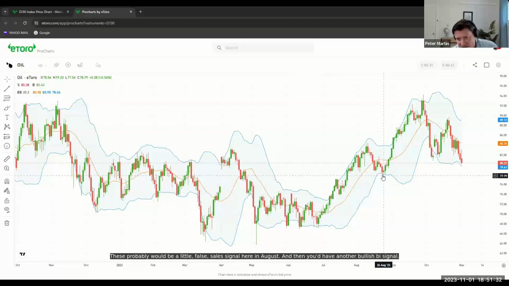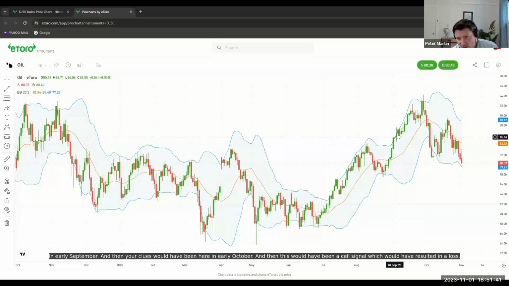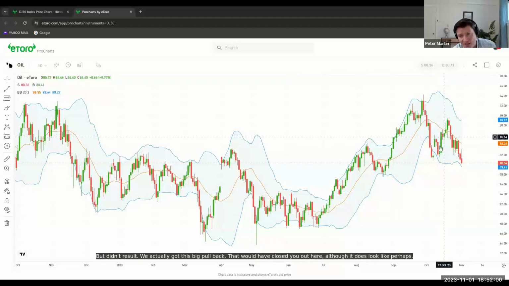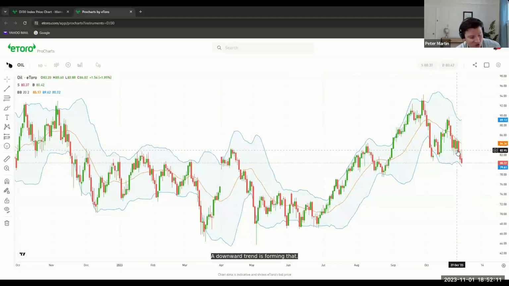There probably would be a little false sell signal here in August. And then you'd have another bullish buy signal in early September, and then your close would have been here in early October. And then this would have been a sell signal, which would have resulted in a loss. So you would have been saying, okay, here's a sell signal, could be a downtrend beginning because we've got this extreme price move below the lower Bollinger Band, but it didn't result. We actually got this big pullback that would have closed you out here, although it does look like perhaps a downward trend is forming there.